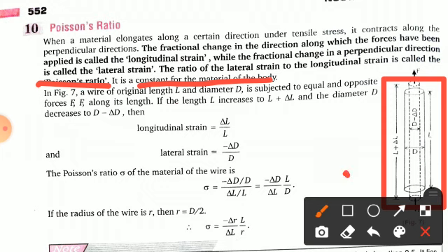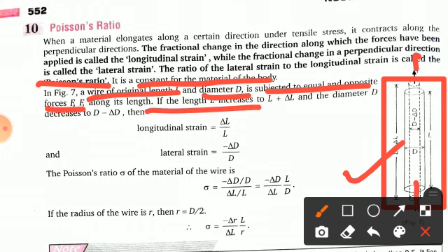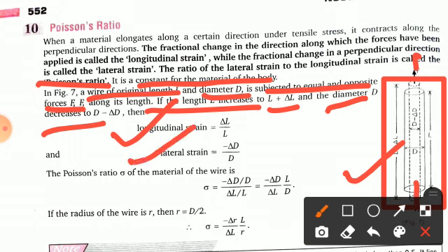You can see from this figure number 7, a wire of original length capital L and whose diameter is capital D is subjected to equal and opposite forces F along its length. You can see from the figure there are two forces, one in the upward direction and one in the downward direction. So if the length L increases to L plus delta L, and the diameter D decreases to D minus delta D, you can write the longitudinal strain, that is change in length by original length, and the lateral strain, that is the diameter change. So according to the Poisson's ratio, it is denoted by sigma.